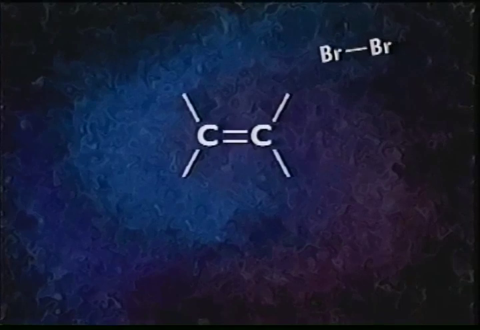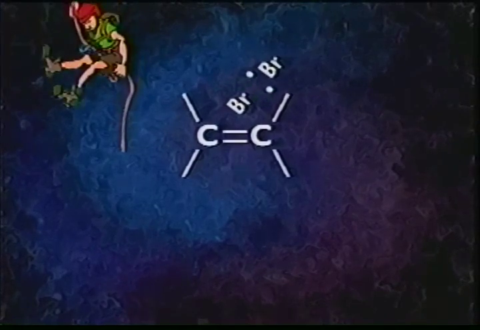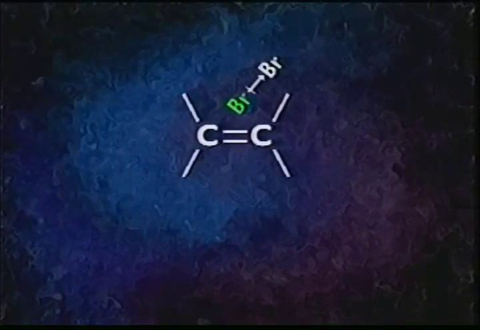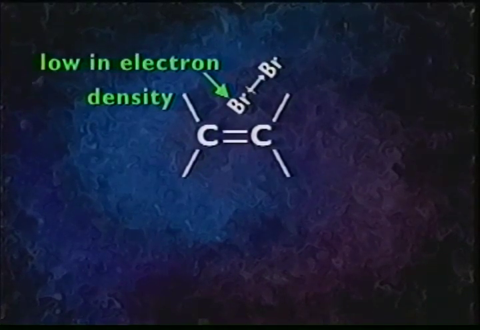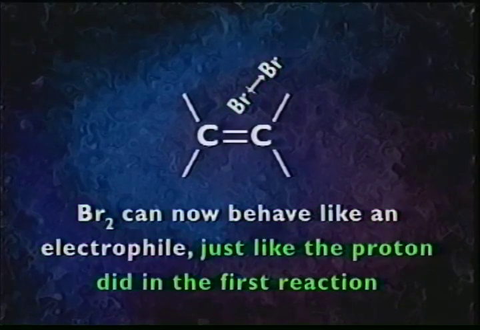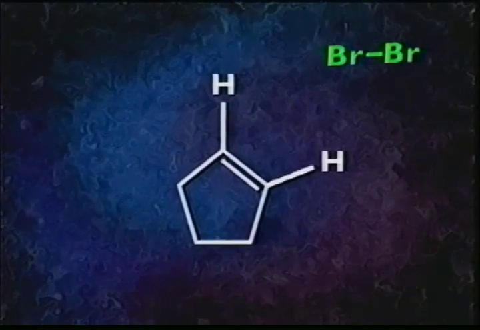So let's say the Br2 molecule approaches a source of electron density, such as an alkene pi bond. The electrons in the sigma bond of the Br2 molecule are repelled toward one end of the molecule, so the bond becomes polarized. One end of the Br2 molecule becomes an electrophile in a sense, meaning it's low in electron density, because its electrons are hanging out on the other end of the molecule. Our bromine molecule can now behave like an electrophile, just like the proton did in the first reaction we looked at. Check out what happens when cyclopentene and bromine, Br2, get close together.